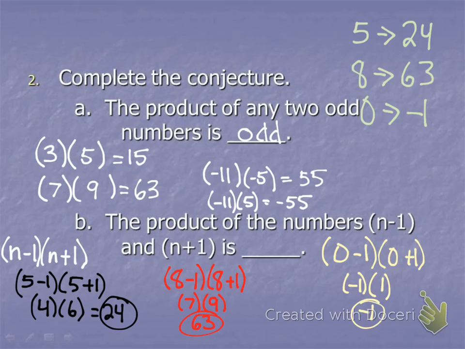Five squared is 25, but our answer was 24. How does 24 relate to 25? Perfect. You take whatever the n value is, you multiply it by itself, that's called squaring it, and then you take 1 away. That's our conjecture.